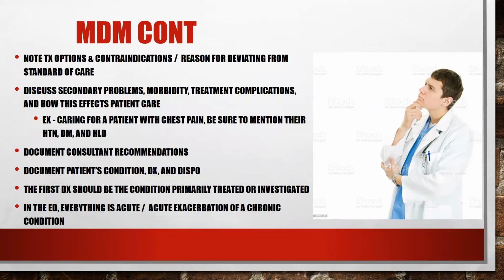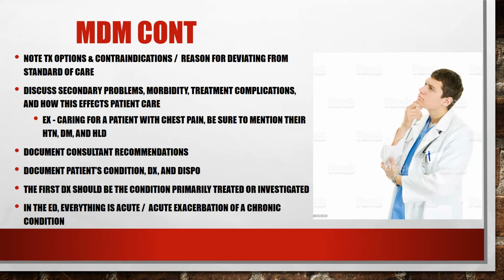This is also where you'll talk about different treatment options and contraindications. If you're doing anything that is a deviation from the standard of care, it's very important that you put it in here. Again, if something, God forbid, bad happens to your patient, one of the things that lawyers will be looking for is deviation from standard of care. And so you can protect yourself here if you discuss why did I not give TPA to this patient who had stroke symptoms, for example.